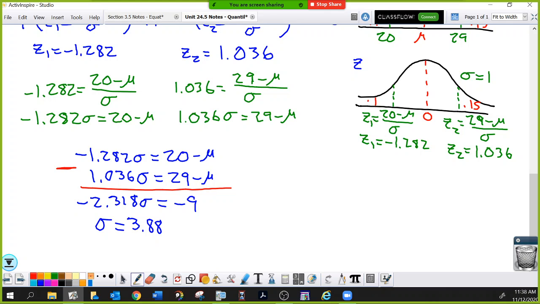And just like any other system of equations, once you know one of the answers, you just plug it back in to get the other answer. So you just pick one of the two green Z1 or Z2 equations that I wrote. I'll go with Z1, I think. Anyway, so we go negative 1.282. Okay, for some reason I was saying 2, but writing a 9. Negative 1.282 times the sigma you just found of 3.88 equals 20 minus mu.